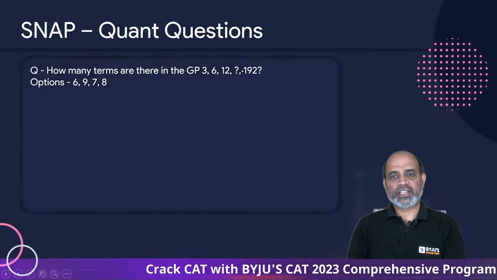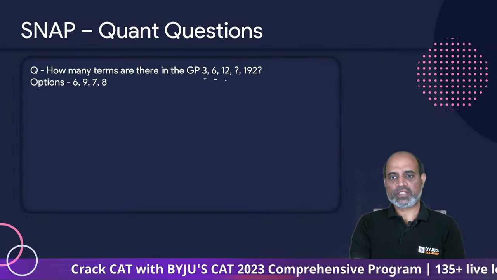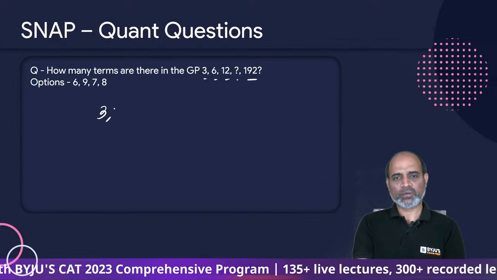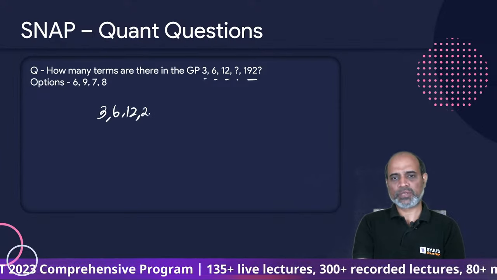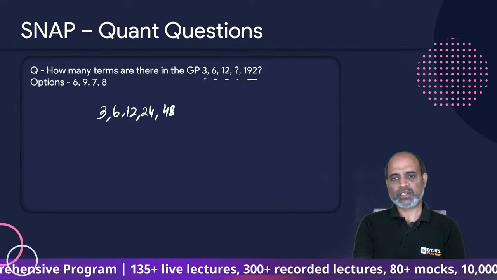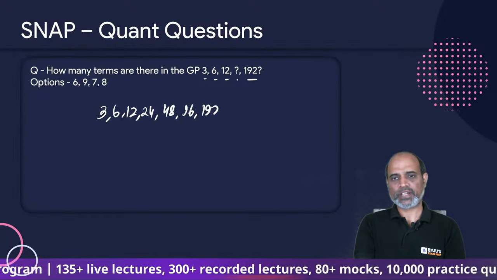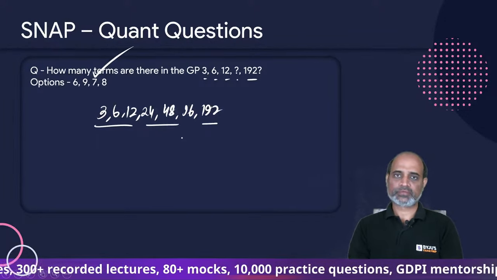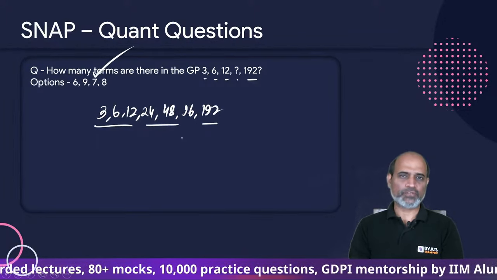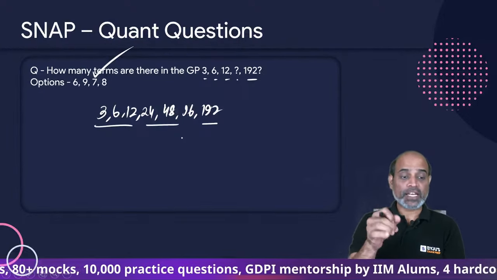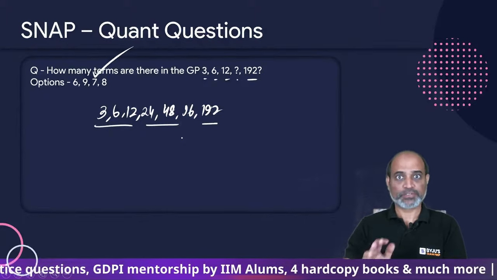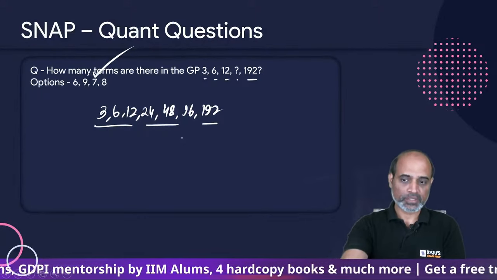How many terms are there in this GP? 3, 6, 12, question mark, 192. Very simple. Write it down: double 6, double 12, double 24, double 48, double 96, double 192. 3, 3, 6, 7. There are 7 terms. How much time did it take? 10, 15, 20 seconds. Every time you save time in these questions, every second matters here. You can give some more time to the other question, right?